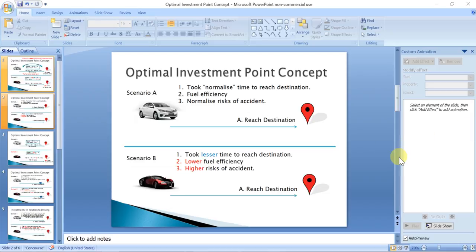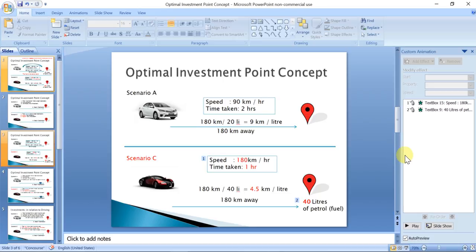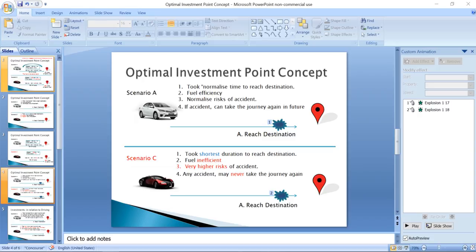Now, we introduce scenario C, driving at 180 kilometers per hour, and compare it with scenario A. Scenario C will take 1 hour to reach the same destination. The fuel consumption works out to 40 liters, which is 4.5 kilometers traveled per liter of fuel. In scenario C, it took the shortest duration to reach the destination, which is a plus point. However, it's running at a fuel-inefficient point, and the risk of accident is very high.